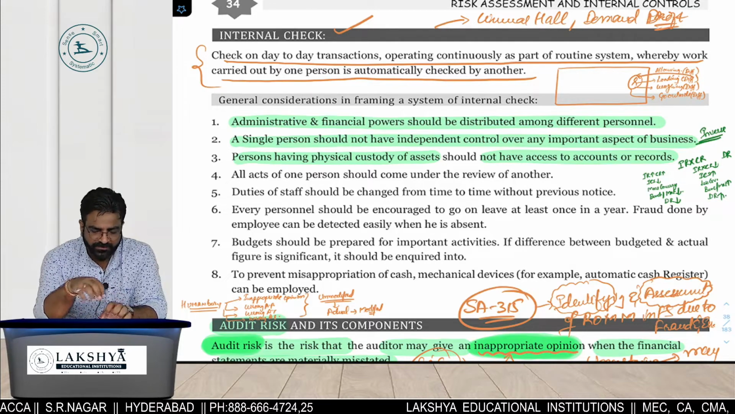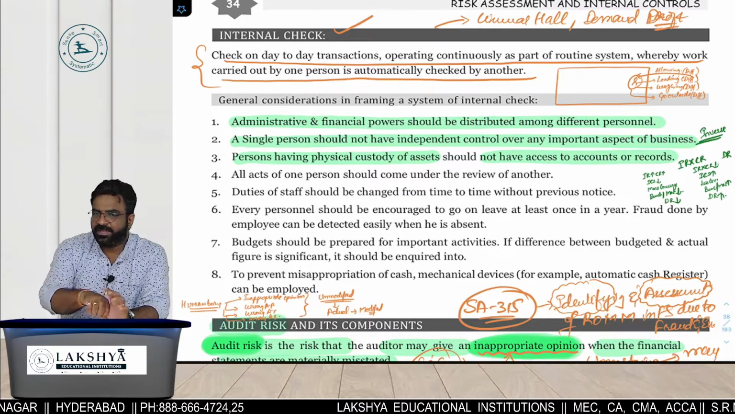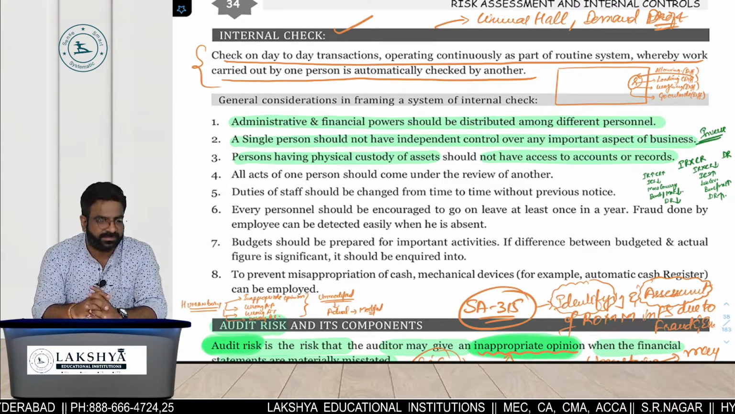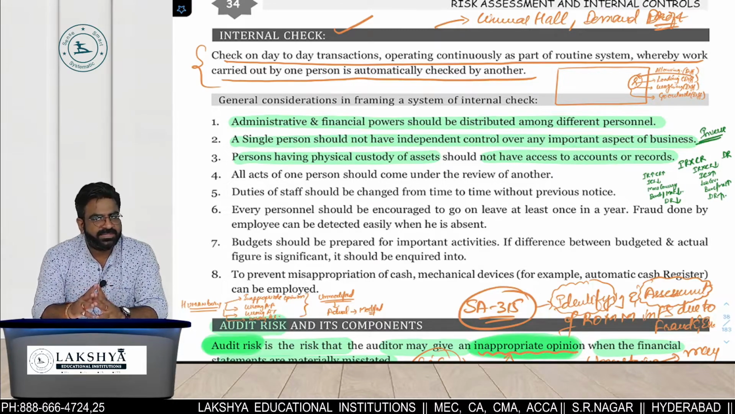Now look, when we talk about the internal control system, there is another word that comes to our mind, that is called internal check system. What is the word, everyone? Anybody can tell me what is the difference between the both?